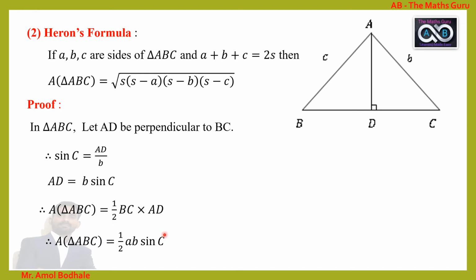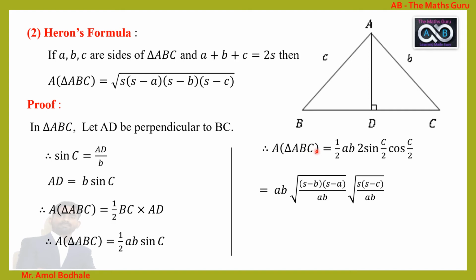Now we have learned the formula sine of 2 theta equal to 2 sine theta cos theta. So similarly sine C can be replaced by 2 sine C by 2 cos C by 2. So hence we can write half into ab, this sine C replaced by 2 sine C by 2 cos C by 2, and by previous half angle formula we can write the value of sine C by 2 and cos C by 2. So therefore this 2 goes cancel, ab as it is.